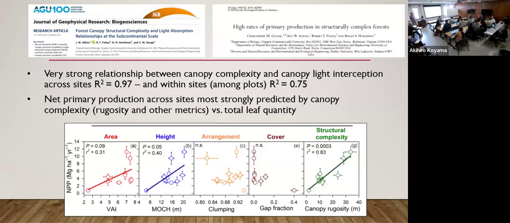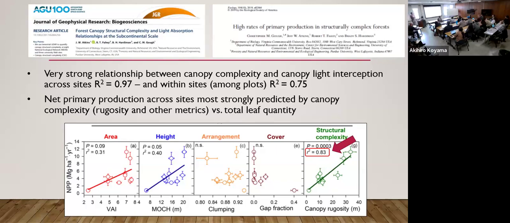And the productivity of the forest was very strongly predicted by complexity. So this is that canopy rugosity metric that explains the complexity in the physical arrangement of the canopy. Relating that to net primary productivity here, we see an R squared of 0.8, right? So really across this big network at a subcontinental scale, this structural complexity of the canopy explains productivity really strongly, much more strongly than the amount of leaf area in this case.